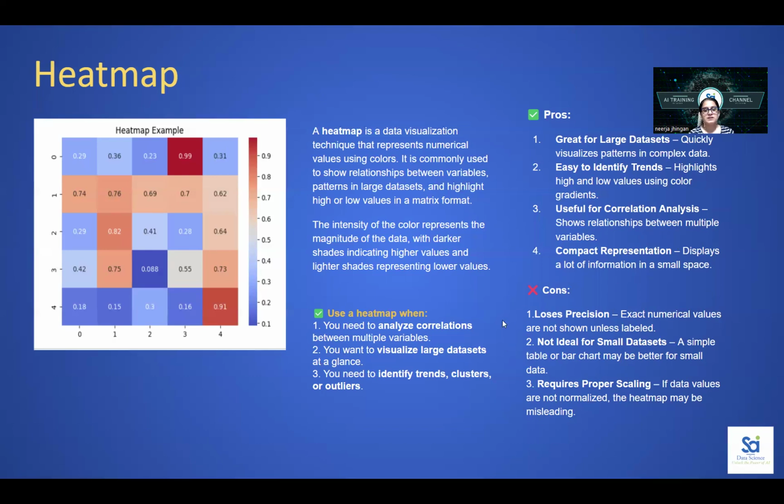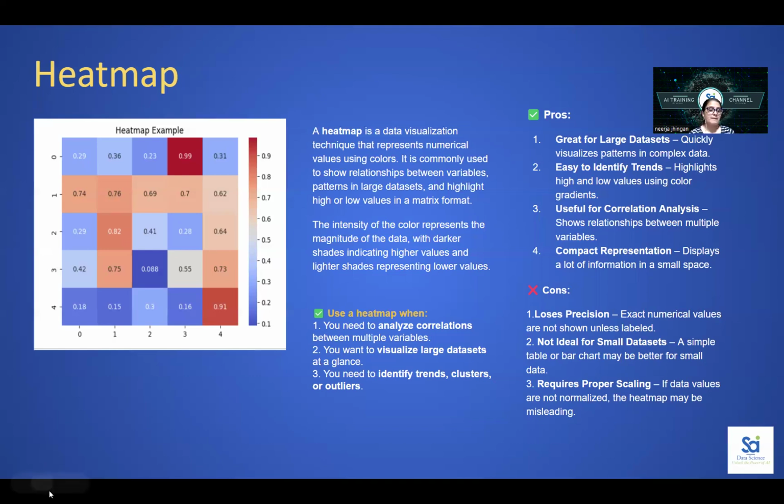Its disadvantage is that it is not ideal for small data sets. You can use your line chart then, right? If you have a small data set and you want to do the comparison and check the correlation, then you can go with the line chart. Okay, and it requires proper scaling. This is important for all graphs, right? If the units are varying very differently, then it's hard for you to draw the graph. So it's very important to scale the data.